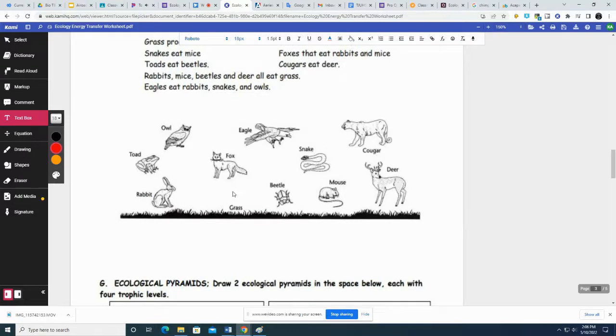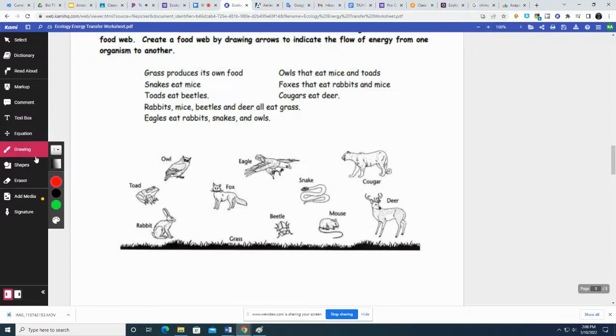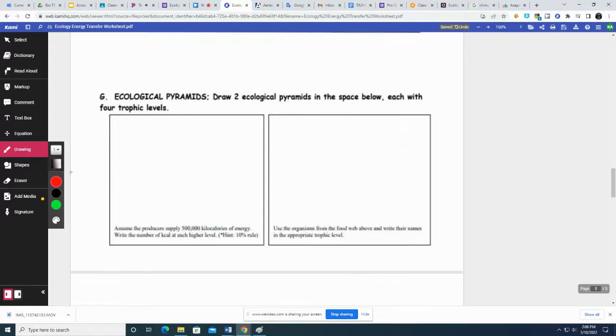Here you're going to draw arrows. So grass produces its own food. Snakes eat mice. You grab your little drawing tool. Snakes eat mice. Where's the snake? Snakes eat mice. So first of all, I'm guessing the mouse is going to eat grass. So I draw an arrow from the grass to the mouse. Snakes eat mice. So I'm going to draw an arrow from the mouse to the snake. And then here's one you might not be able to do.